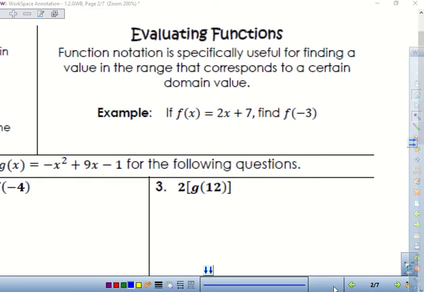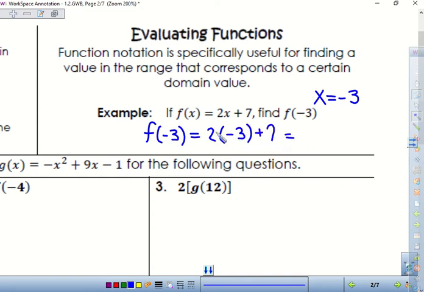Function notation is specifically useful for finding a value in the range that corresponds to certain domain values. So when they give you something like f of -3, that's telling you to replace the x with -3, okay? So if we were to do that here, we want to evaluate what f of -3 is. We would simply replace the x's in the equation with -3, which comes out to 2 times -3, which is -6. -6 plus 7 is 1, okay? So that's how you would go about doing that problem. Do we have any questions about basic function notation? Okay.